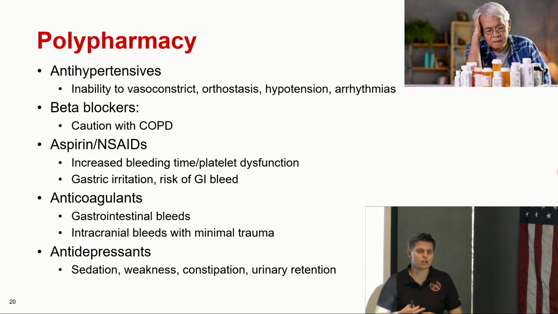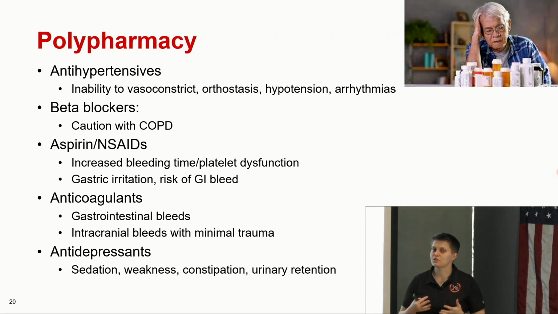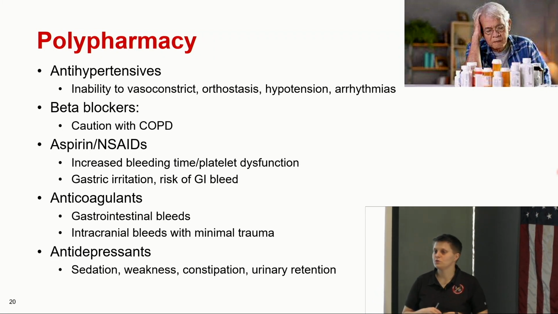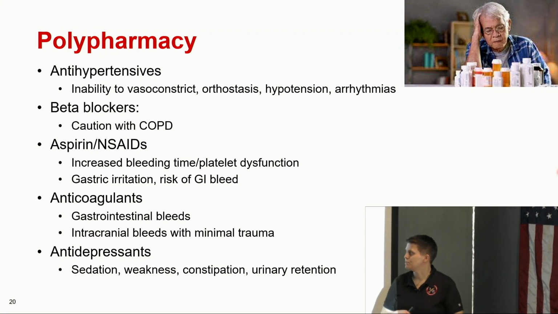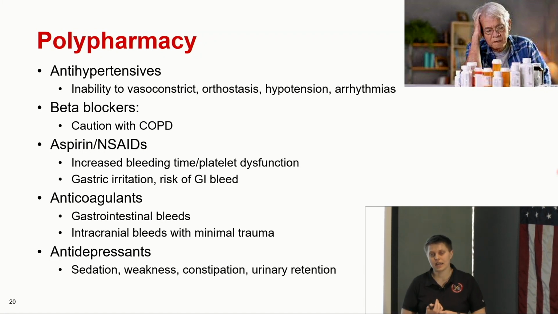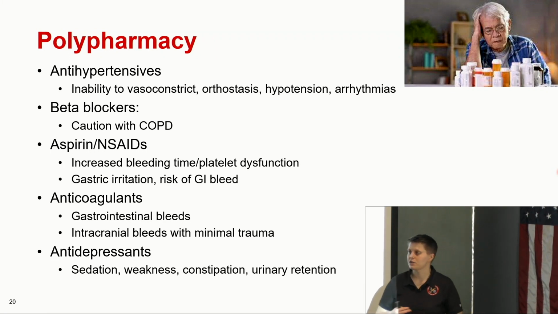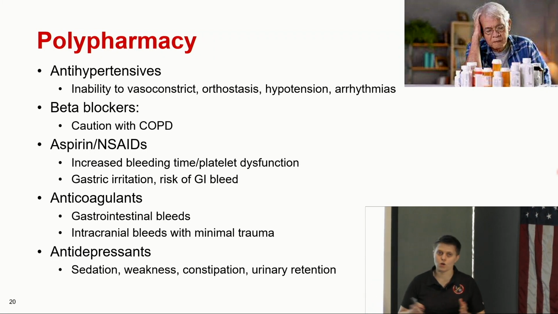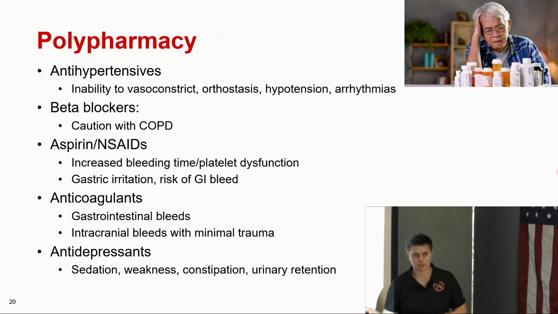and they're still taking their antihypertensive, so that's going to bump them down even lower and give them symptoms. Beta blockers can cause issues in COPD, and also make it difficult for you to assess heart rates in patients. Aspirin and NSAIDs, we all know, are huge common culprits for GI bleeds. Anticoagulants, again, huge issues with GI bleeds, and can cause major bleeding in patients on blood thinners or anticoagulants, even with mild trauma. And then antidepressants can cause a whole host of side effects that may impact your patient's presentation.